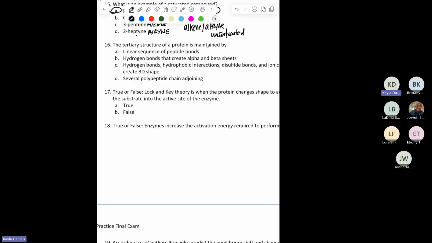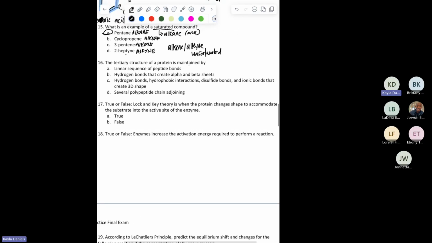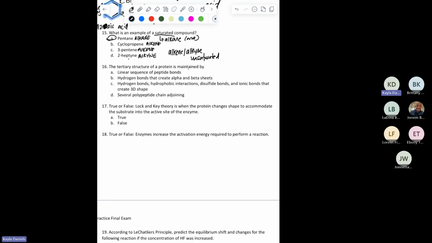16 refers to our last lecture, module 7, the biochemistry lecture. So tertiary structure of the protein is maintained by which? So tertiary structure is all about the R groups and creating 3D shape, making it globular. And it lists those 4 weird bonds that we talked about: hydrogen bonds, hydrophobic interactions, disulfide bonds, and ionic bonds. This is tertiary.